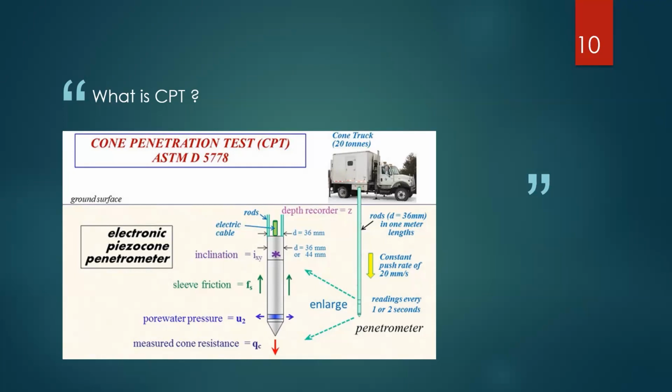So now, for those of you who are not familiar with CPT, it's basically a cone that gets penetrated into the ground by a cone truck that pushes the cone, and it's standardized under ASTM D5778. You can always refer to that for more information. It gives you sleeve friction, pore pressure, and then measures cone resistance, QC. FS is your sleeve friction, and using these two parameters, you can basically design your foundation accordingly. It has a constant push rate of about 20 millimeters per second, and it reads every 1 to 2 seconds. And the rod diameter is shown there as 36 millimeters in 1 meter lengths. These are all in metric, of course.